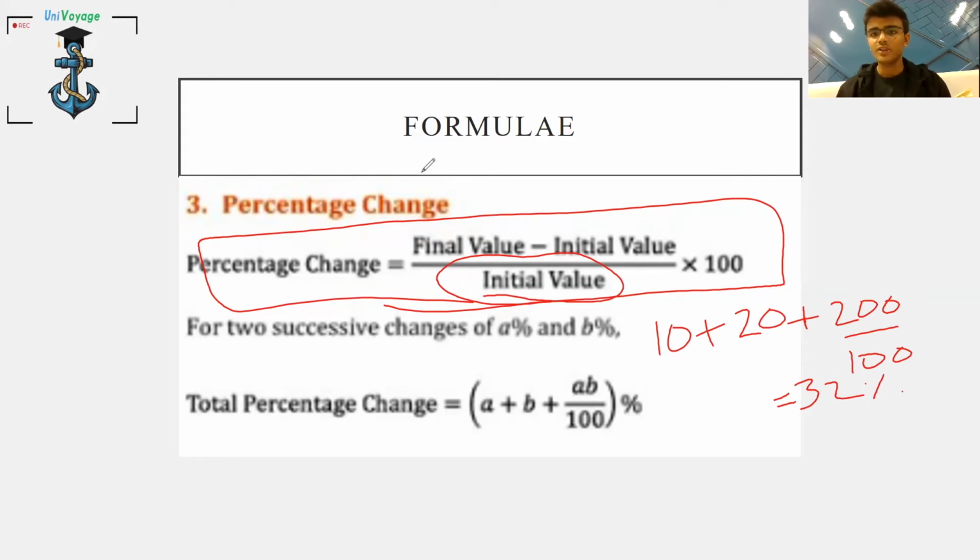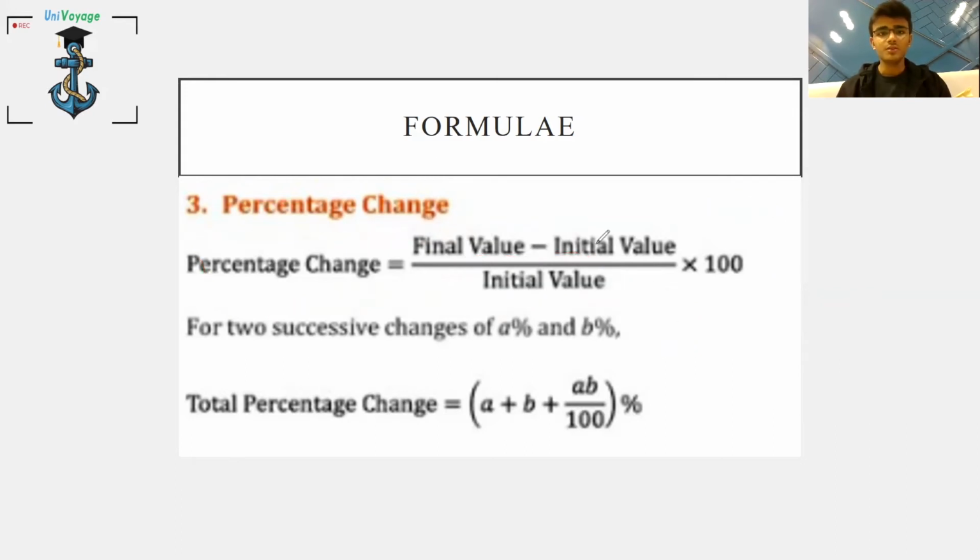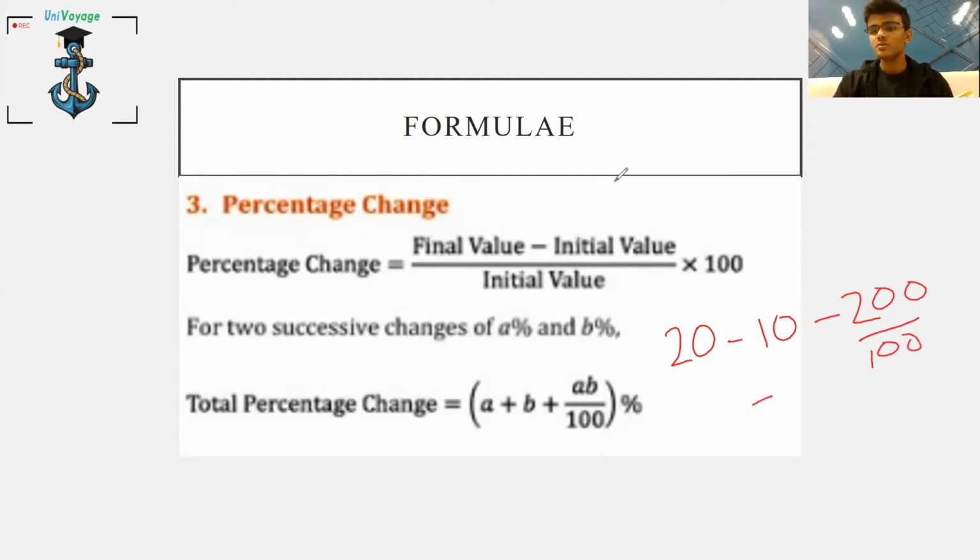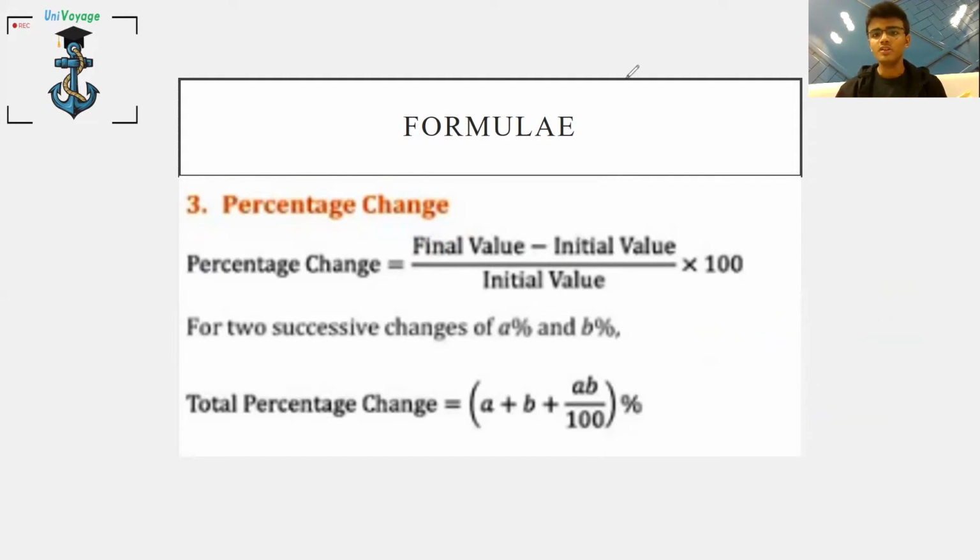A natural question would be, what if it's negative? If it increases by, let's say, 20% and then drops by 10%, it would be plus 20 minus 10, because it's dropping by 10%. And then A into B is positive into negative, which is negative, upon 100. So this would again result in 8%. So the overall increase would be 8% if it increases by 20 and then reduces by 10, right? This is pretty important. It helps you solve the questions pretty quickly.